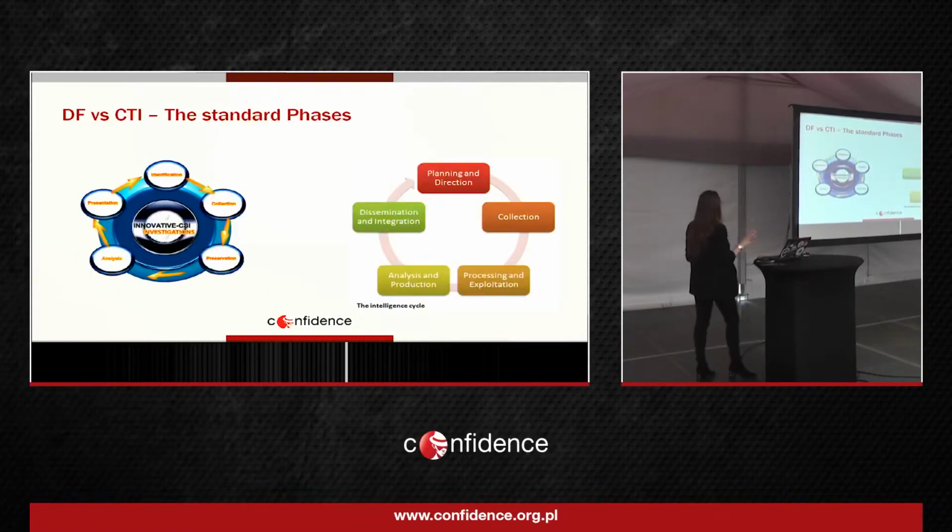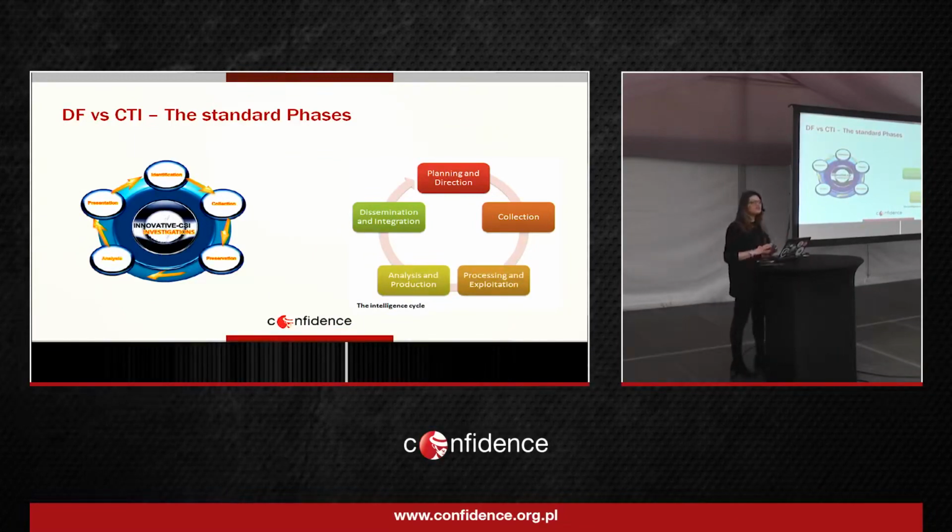These are the two standard sets of phases, digital forensics and cyber threat intelligence. In digital forensics, we have identification, collection, preservation, analysis, and presentation. In CTI, we have planning and direction, collection, processing and exploitation, analysis and production, and dissemination and integration. What is going to merge? They are two different kinds of phases, but we start to merge from the collection. We are starting to merge this methodology, this new kind of investigation, from the collection of information.